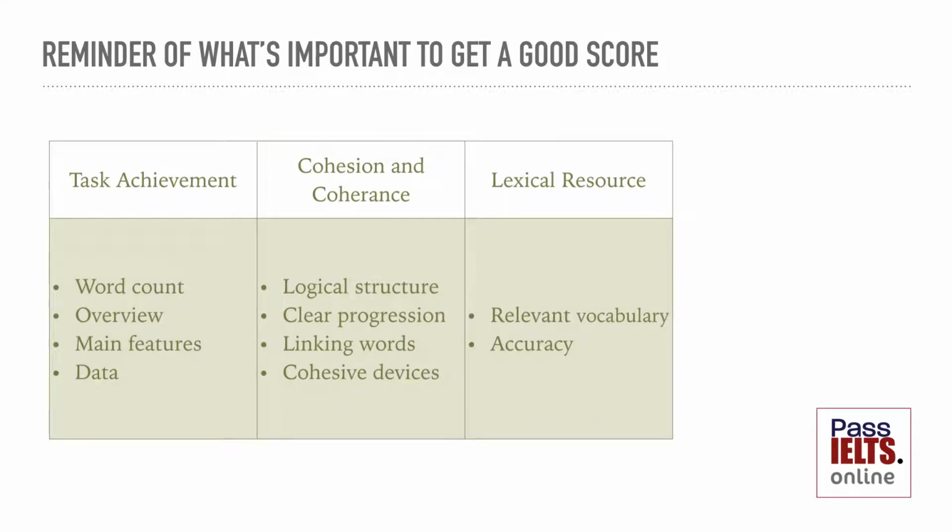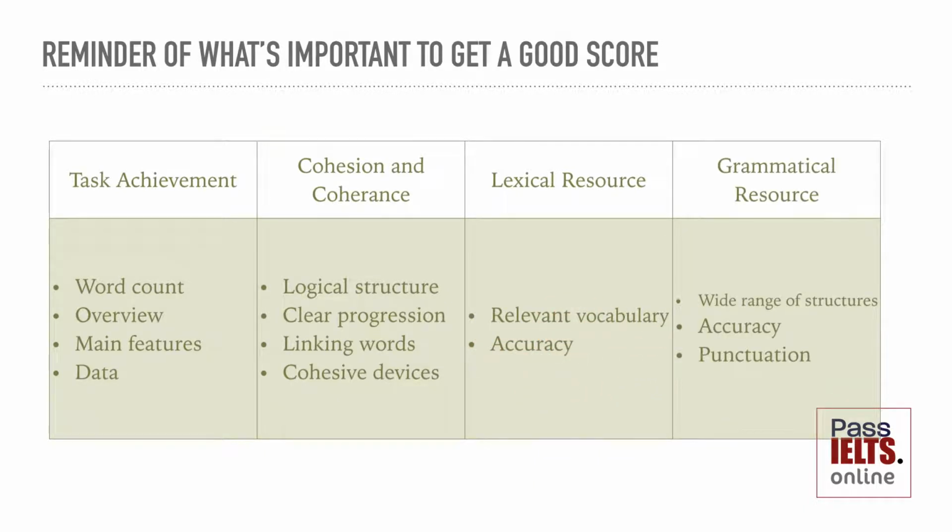Now, let's have a look at lexical resource or vocabulary. You need to use some relevant vocabulary so you can lift vocabulary from the task, from the process description and use it. You can change the word format, but you should use the words from the process and you should make sure that your spelling is accurate. And lastly, the examiner is looking for a wide range of grammatical structures. They are looking for accuracy and a good control of punctuation.